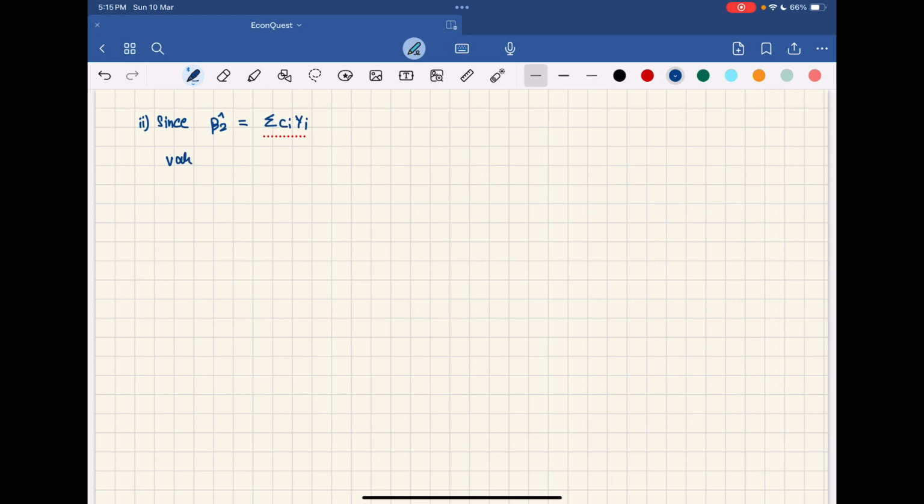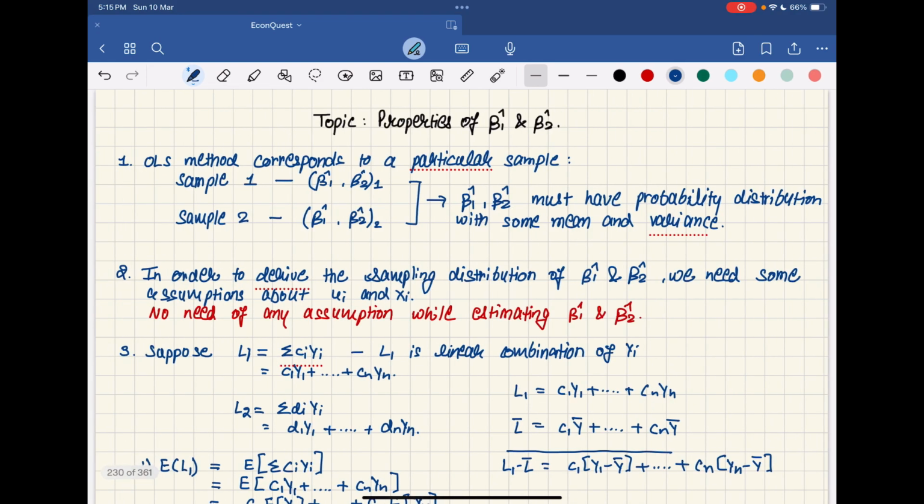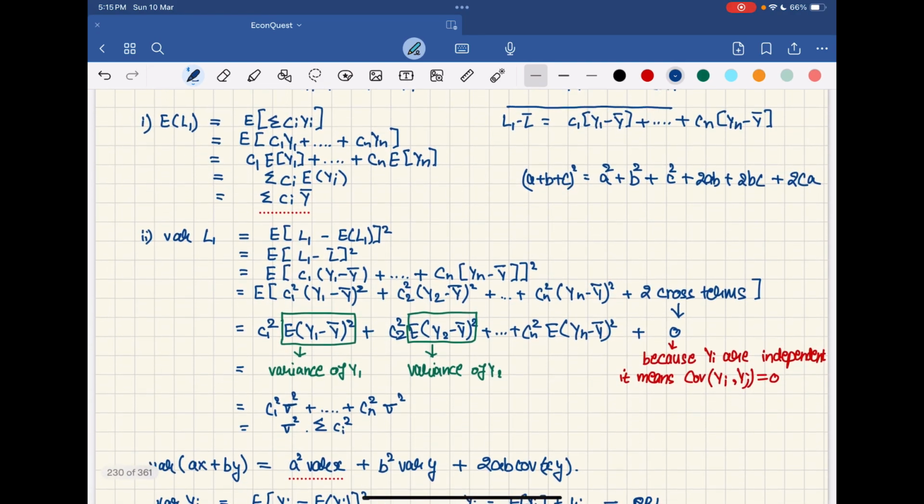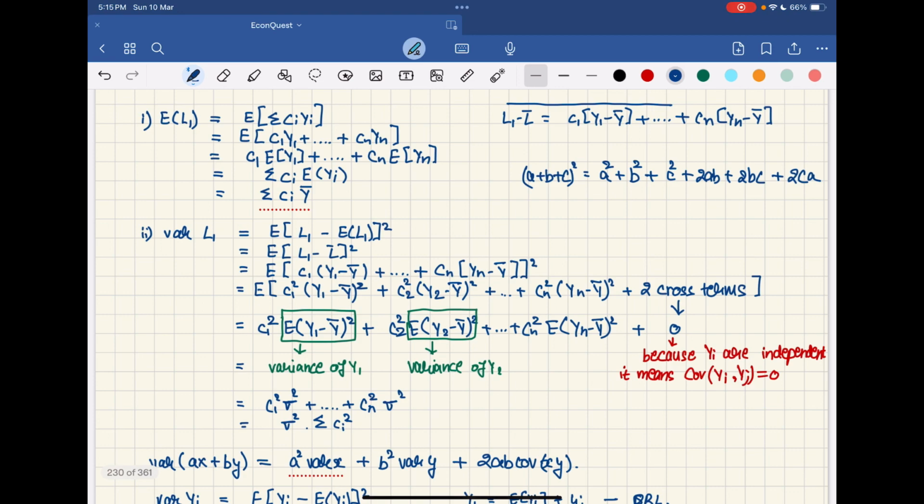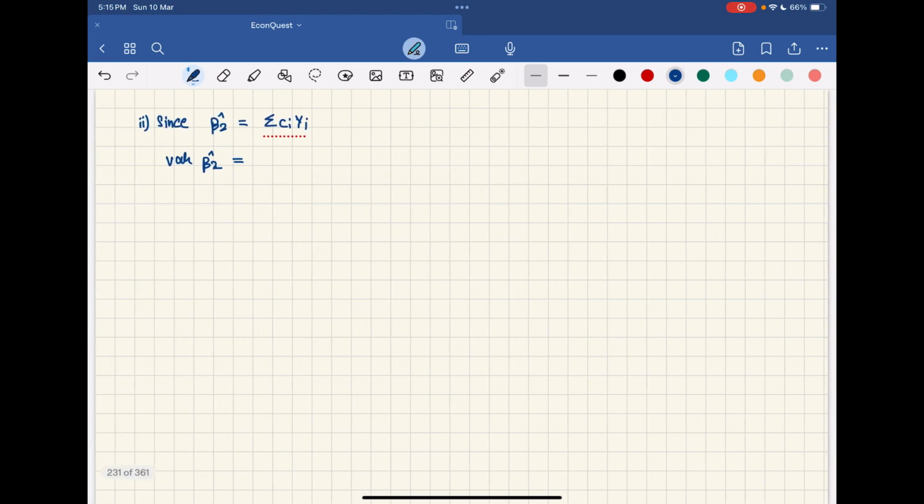It means variance of beta 2 hat is equal to, we are using the formula, right, which we derived. We are using this formula, right? So it is equal to your sigma square summation of ci square, right? Now we just need to calculate the ci square, right?